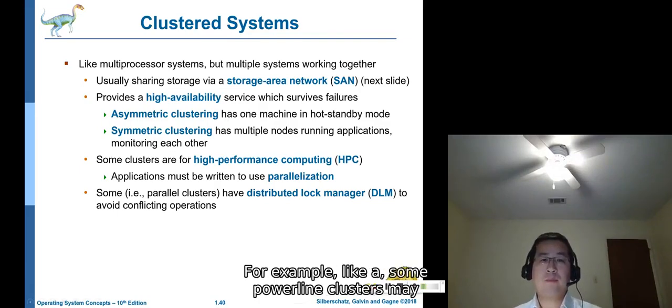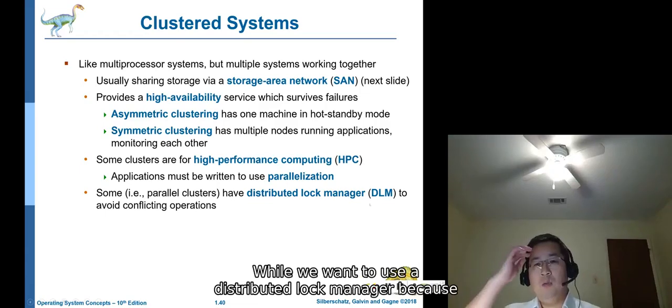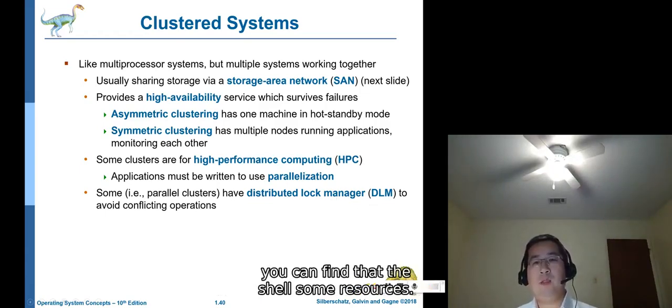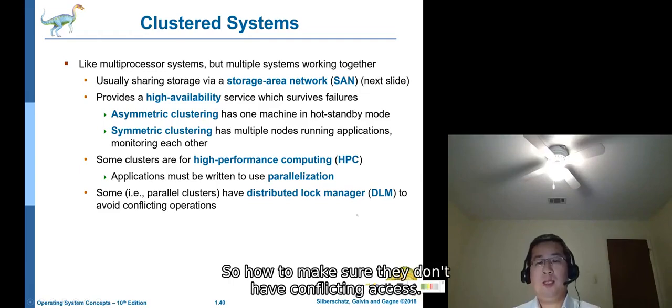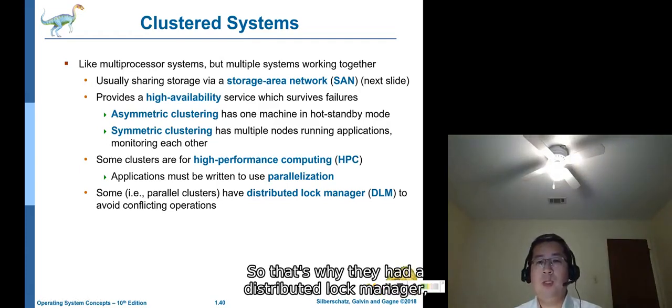Okay. For example, some parallel clusters may use a distributed lock manager. Why do we want to use the distributed lock manager? Because you can find that they share some resources. So how do we make sure they don't have conflicting access? For example, I want to write, and you also want to write. So we need some access control. That's why they have a distributed lock manager.